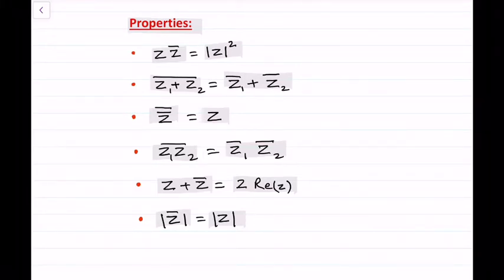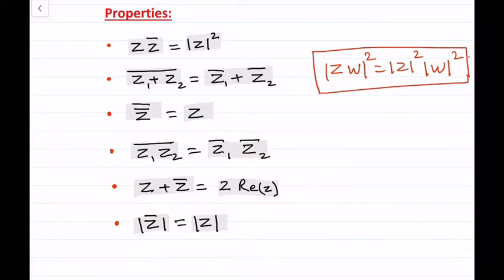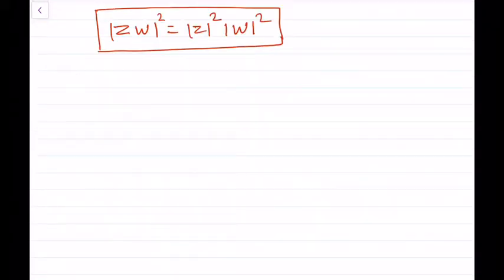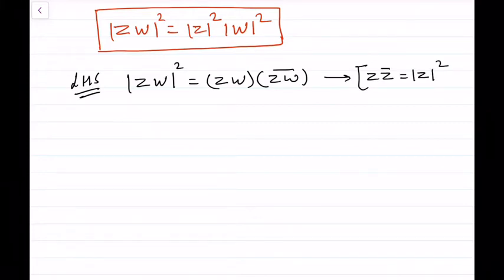Now before proving the triangle inequality, let's prove this identity, that is mod of ZW square is equal to mod of Z square times mod of W square. Now to prove this, let's take the left hand side, that is mod of ZW square, and it can be written as ZW times conjugate of ZW, because of the identity Z times conjugate of Z is equal to mod of Z square. So here Z is ZW.